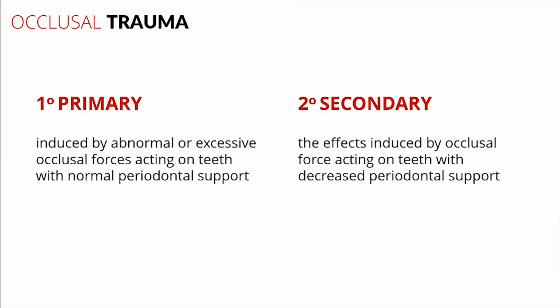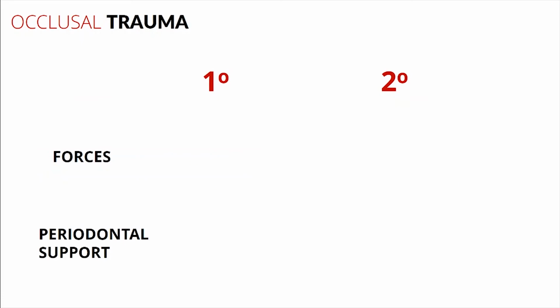All right, so here's a summary slide to compare and contrast primary versus secondary occlusal trauma. I'll just reiterate this real quickly. Primary occlusal trauma is induced by abnormal or excessive occlusal forces, but the periodontal support around the teeth is normal. In other words, no bone loss around the teeth. Whereas secondary occlusal trauma is affected by normal forces acting on teeth with decreased periodontal support. So you're going to find that secondary occlusal trauma is associated with periodontal disease, when you've lost the bone that holds your teeth sturdy or stable.